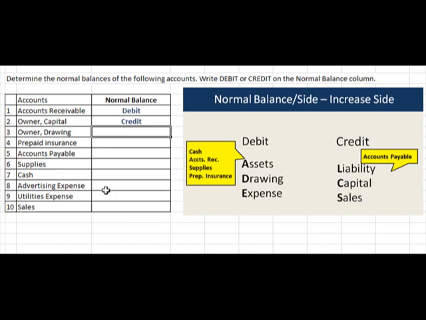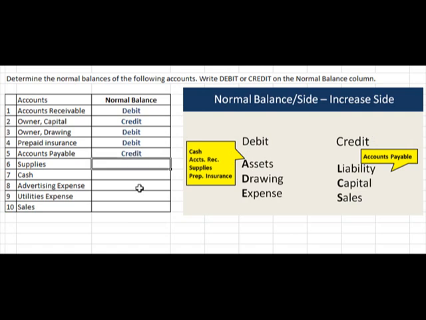3. Owner's drawing. The drawing is part of ADE, which is on the debit side. So this will be debit. Prepaid insurance is an asset, so its normal balance will be debit. Accounts payable is a liability. Liabilities has a normal balance on the credit side.